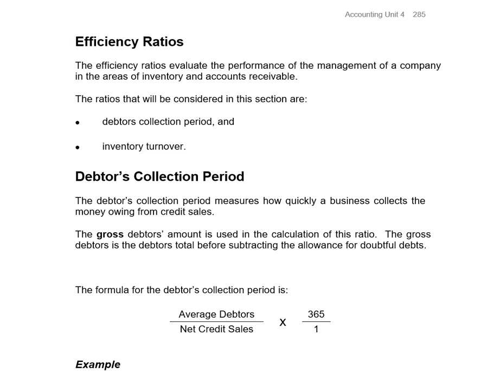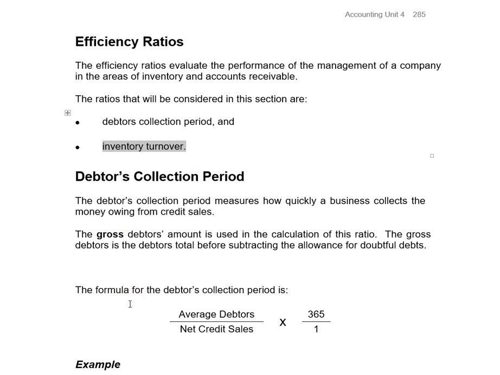So we have been covering 4 different categories of ratios so far. We have covered liquidity, stability, profitability, and market ratios. The final category of ratio we will cover is efficiency ratios, and there are 2 ratios in this category. Efficiency ratios measure the performance of the management of a company in the areas of inventory and accounts receivable. For accounts receivable, we will look at the debtors collection period ratio. For inventory, we'll look at the inventory turnover ratio.